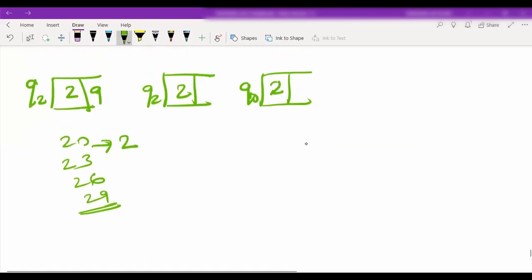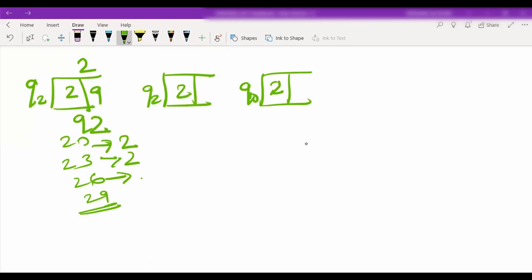Okay, so when 20 is divided by 3, the remainder will be 2. When 23 is divided by 3, it leaves the remainder 2. 26 का भी remainder 2 आएगा, 29 का भी remainder 2. So what is the output? The output will be 2. The state representing remainder 2 is the Q2 state.